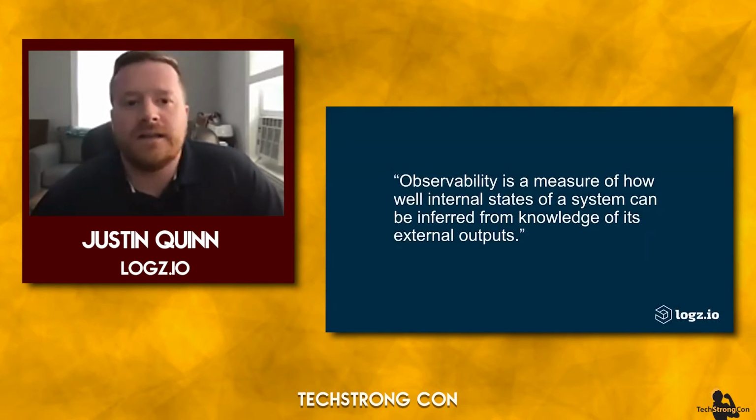So what exactly is observability? Isn't observability just another word for monitoring? Is it about collecting logs, metrics, and traces? One of the definitions that we like here at Logz.io says that observability is a measure of how well internal states of a system can be inferred from knowledge of its external outputs. So what exactly does that mean?